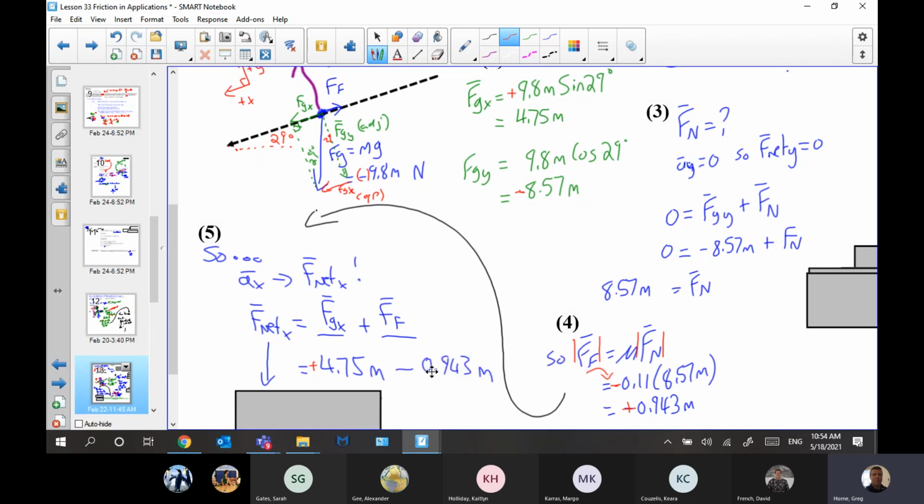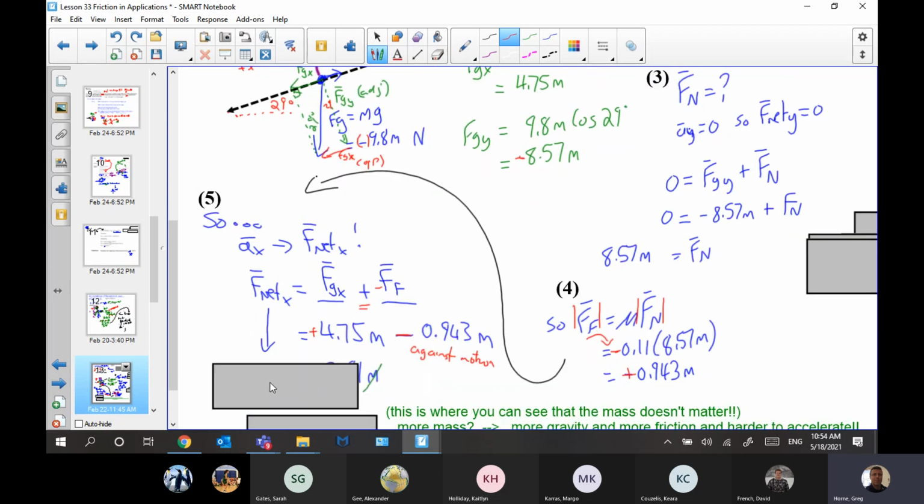But the other one we have is a negative force, right? So we have this friction force. This one's going as a minus, of course. It's a negative value, so it ends up being a negative. Of course, it's against the motion, right? Against that motion down the ramp.